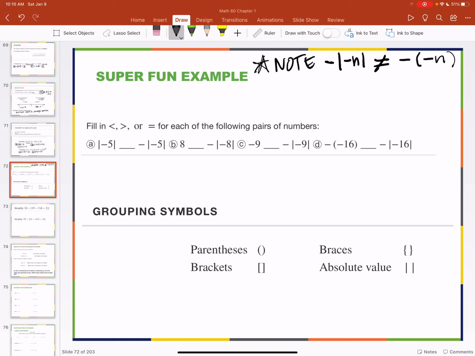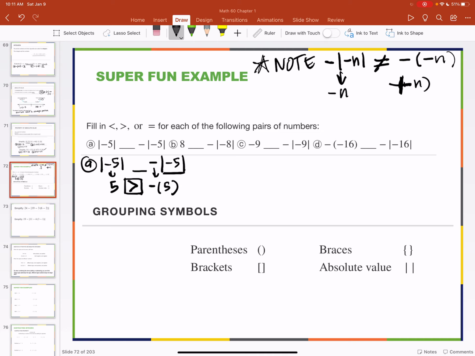Let's look at A. We have the absolute value of -5, and we're comparing it to the opposite of the absolute value of -5. The absolute value of -5 is just +5, and the opposite of that is -5. So here, 5 is greater than -5. Now, if it was a parenthesis, remember that a negative of a negative in parentheses becomes a positive. But that does not happen for absolute value. The opposite of an absolute value will always be negative, because the absolute value is always positive. So they're different; they mean different things.